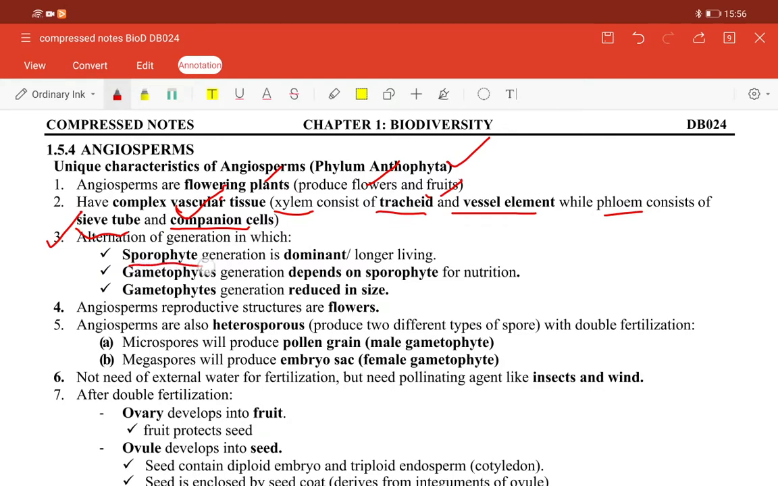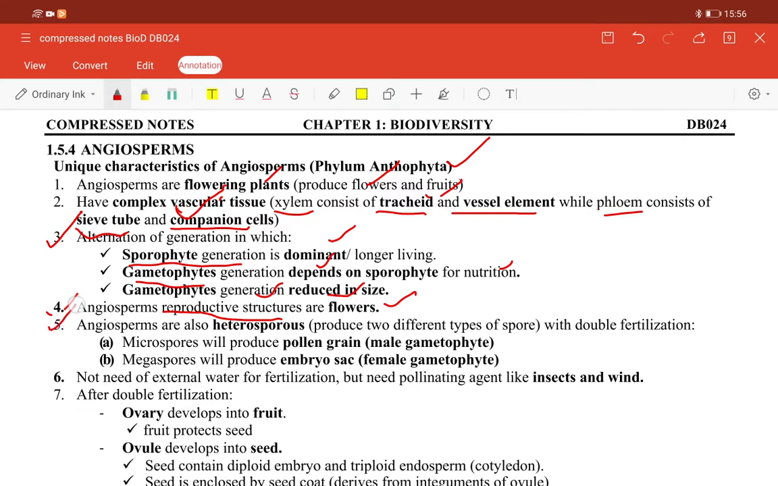Bermaksud sporophyte generation dia adalah dominant. Gametophyte generation dia depend kepada sporophyte for nutrition. And the gametophyte generation is reduced in size. Maksudnya lagi kecil. And the fourth unique characteristic adalah Angiosperm reproductive structure is called flowers. Okay, sebab tu dia pokok berbunga.